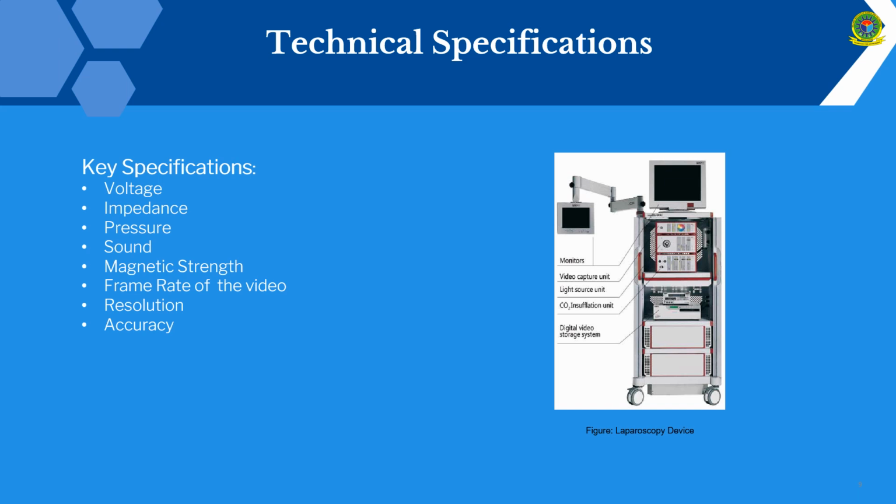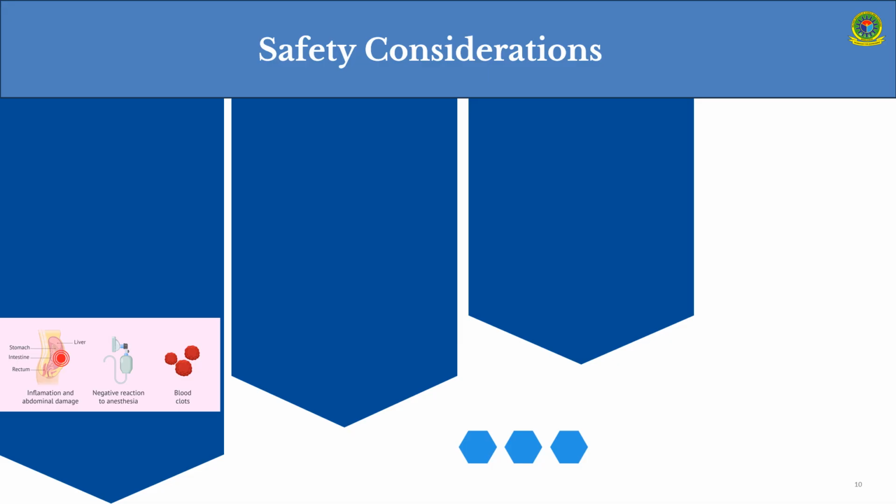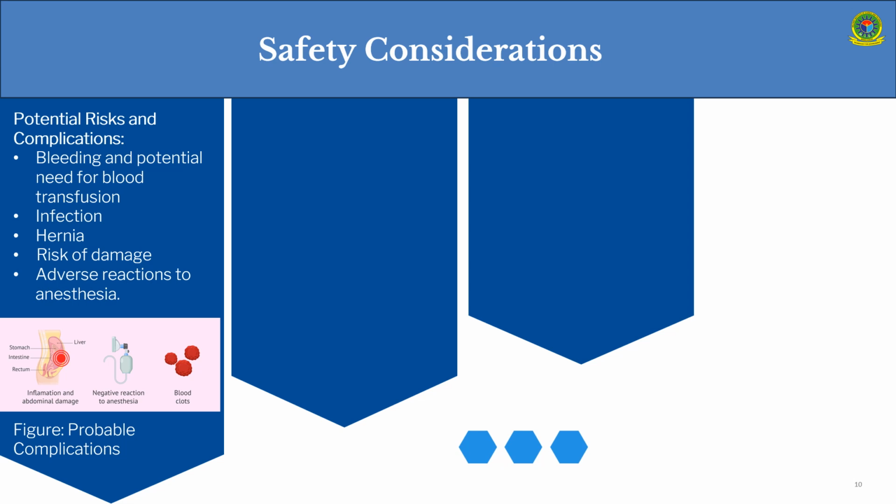And we have to have a specific magnetic strength to make it compatible with the MRI. So we have a magnetic strength up to 4 Tesla, and for the video we have to have a specific frame rate like 60 fps. Then we have a resolution that is HD 1080 pixels, and these were the technical specifications that were necessary to mention. Now we have come to talk about the safety considerations.